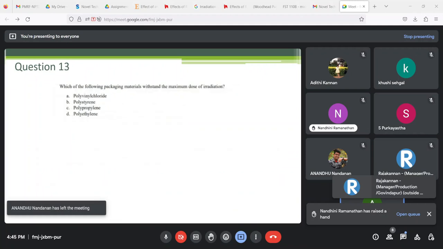Moving to question 13. Which of the following packaging materials withstand the maximum dose of irradiation? A. Polyvinyl chloride, B. Polystyrene, C. Polypropylene, and D. Polyethylene. Any clue which one is the strongest, most preferred material in case of packaging in terms of resistance to irradiation?